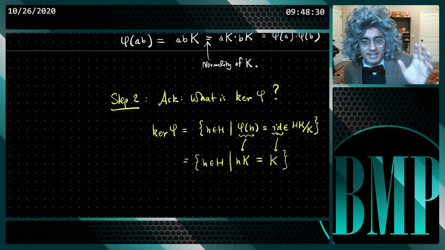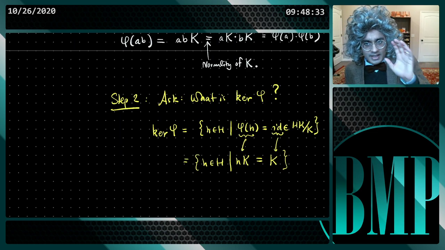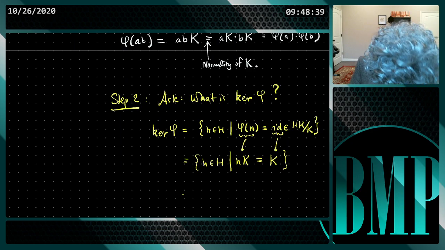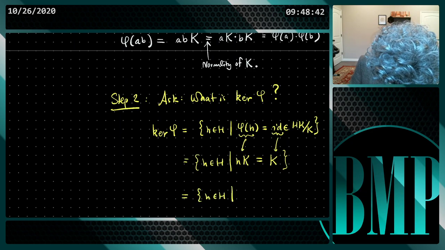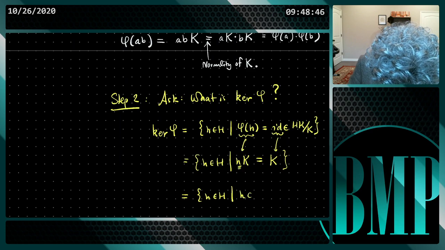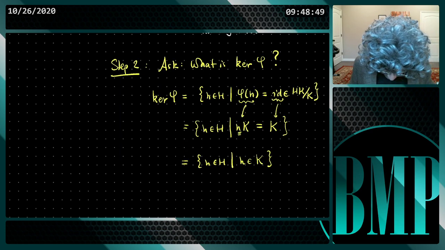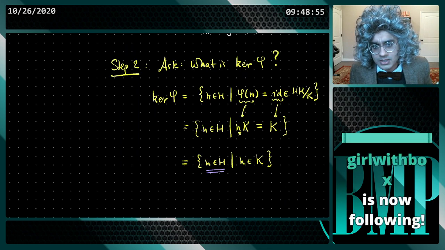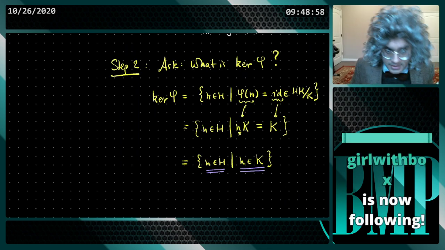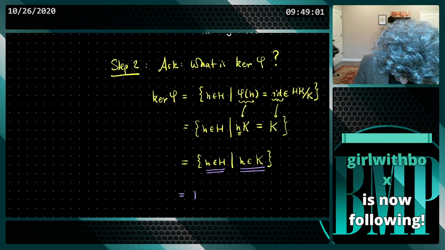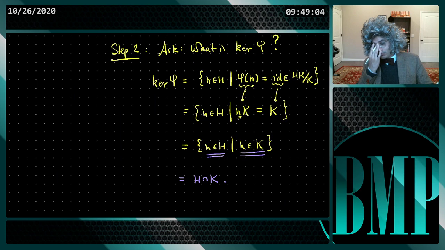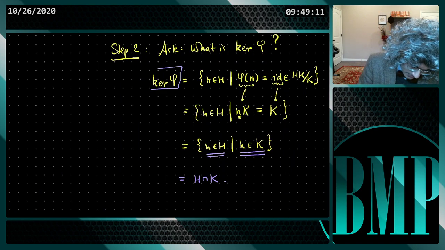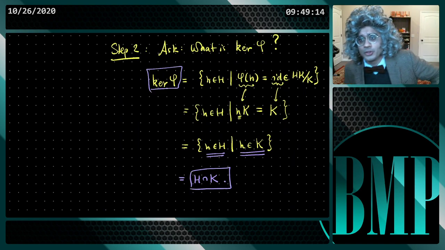But a left coset is the trivial coset if and only if what you're lefting by is in the group. So this is, if you stare at this, the elements in H that are also in K. That's the intersection. Okay? So the kernel of phi is the intersection of the two groups you started with.